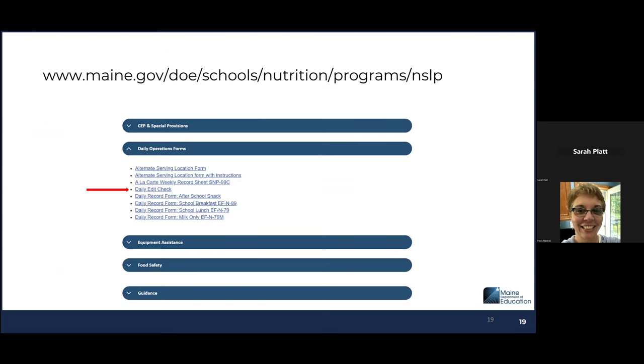So to access the sample edit check worksheet that we have available, it is on our website. The link is at the top. It's on our lunch program page. And if you scroll down to the daily operations form, you would click on the link for daily edit check. And that's where you would find the edit check form.